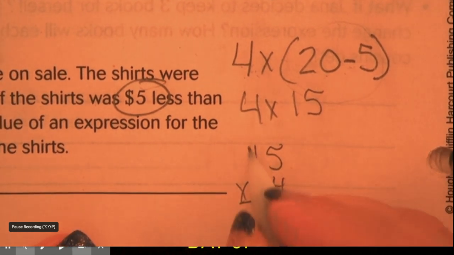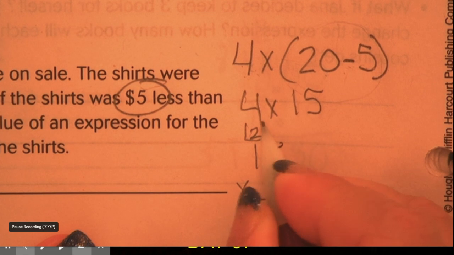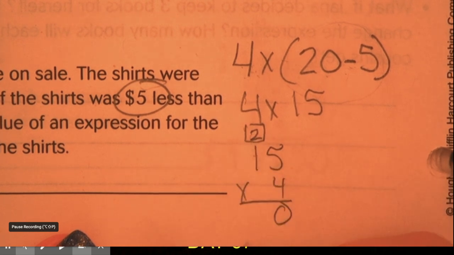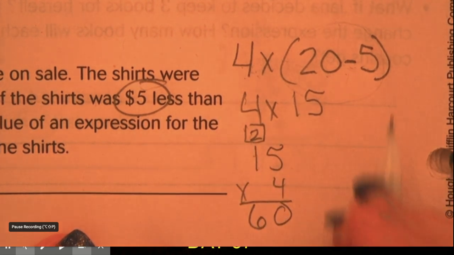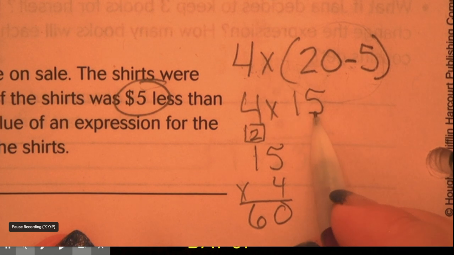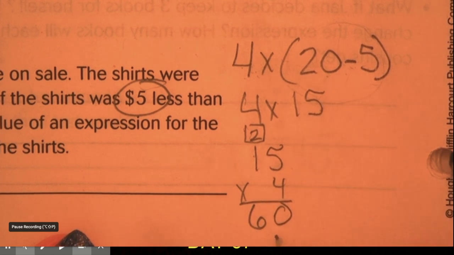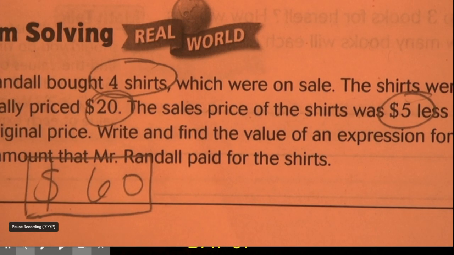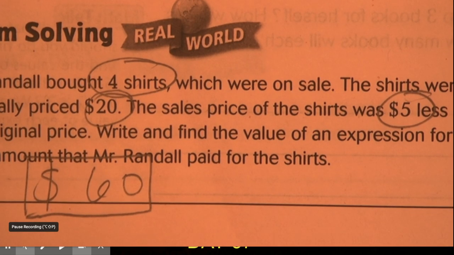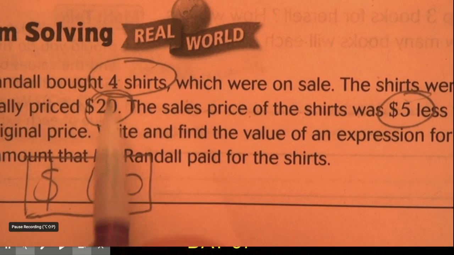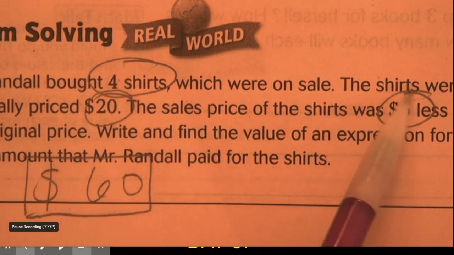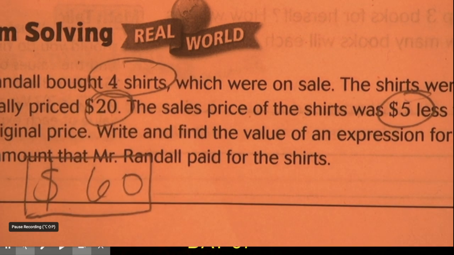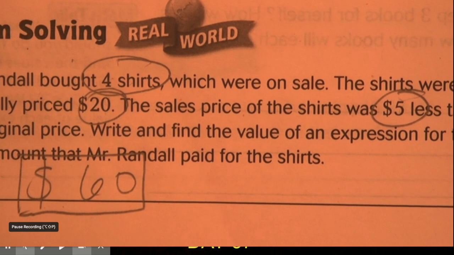Which is 20. Regroup that 2. That's 4. Add that in. That's 6. $60. If you didn't know that, 15 plus 15 is 30. And then another 30 is 60. So the answer is $60. Which is great because he was going to pay $80 for 4 shirts, but since they were $5 off for each shirt, now he's only going to pay $60 for 4 shirts.